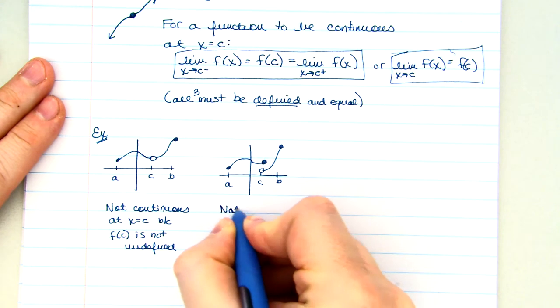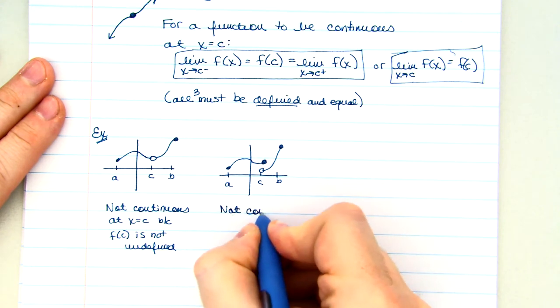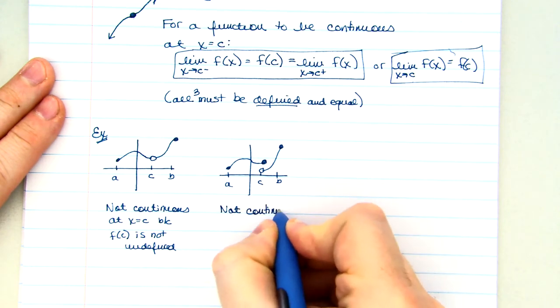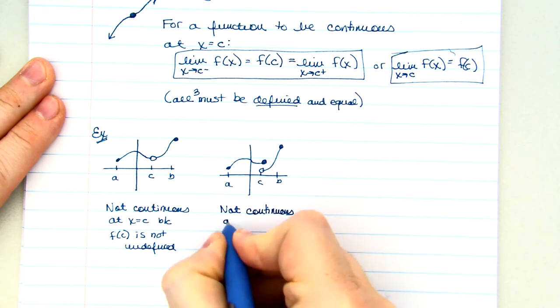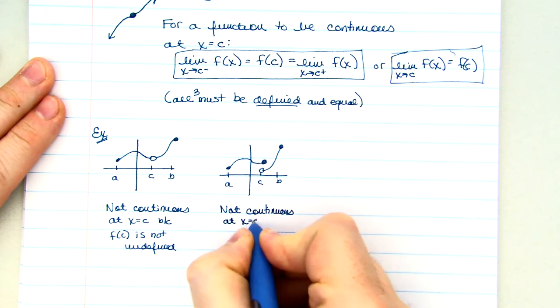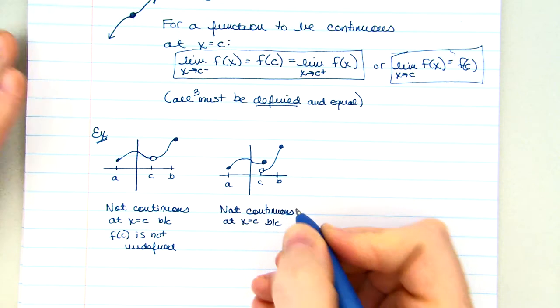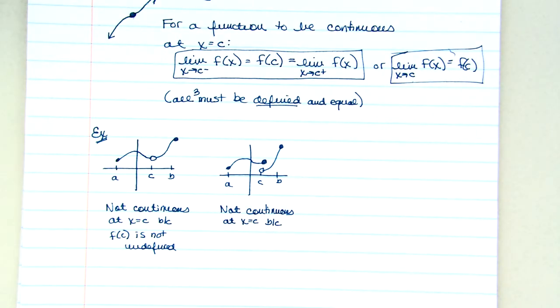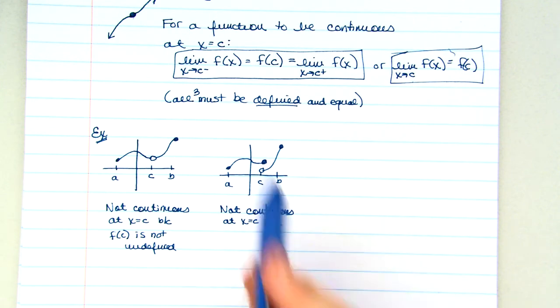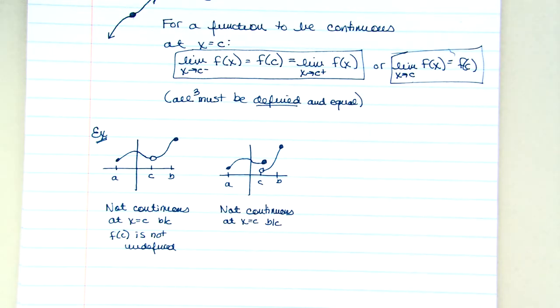And again, I hope you can just look at this and realize we're not continuous at x equals c, because there's a jump. But again, let's try to use our definition somehow to describe what exactly is the problem. What part of that definition isn't holding?